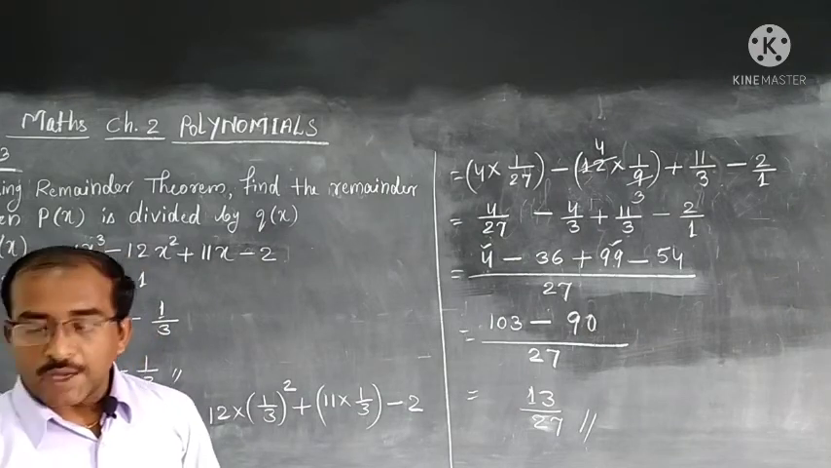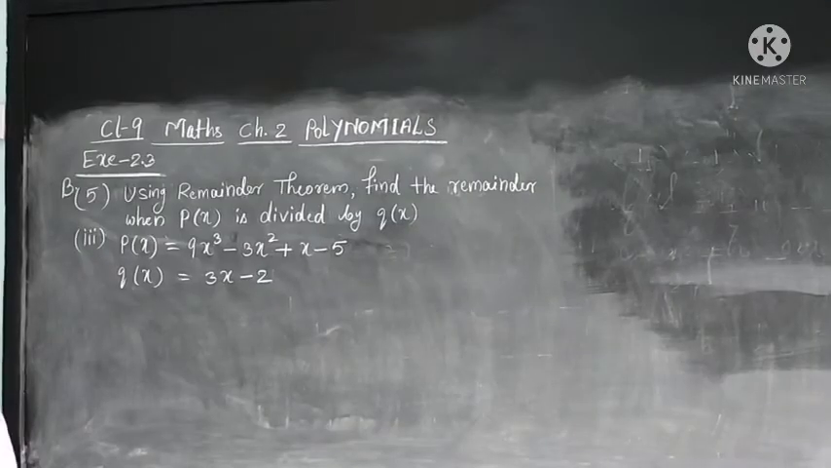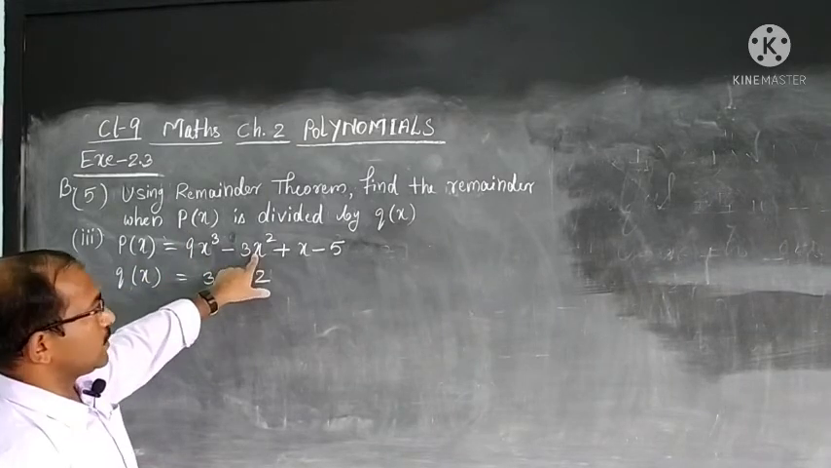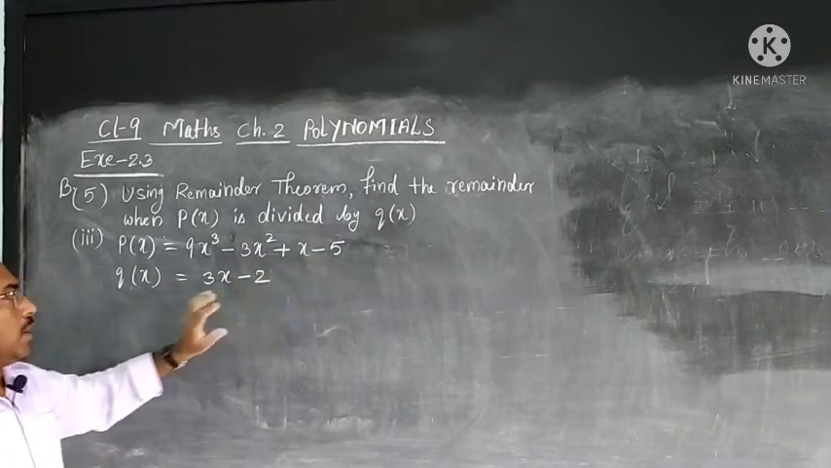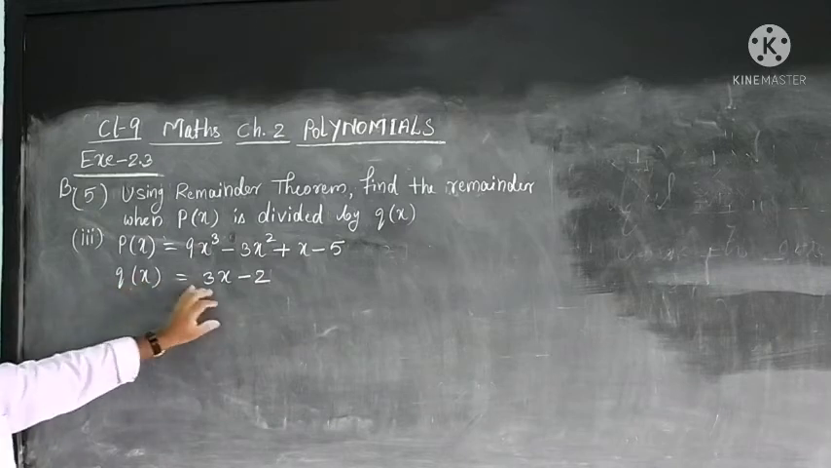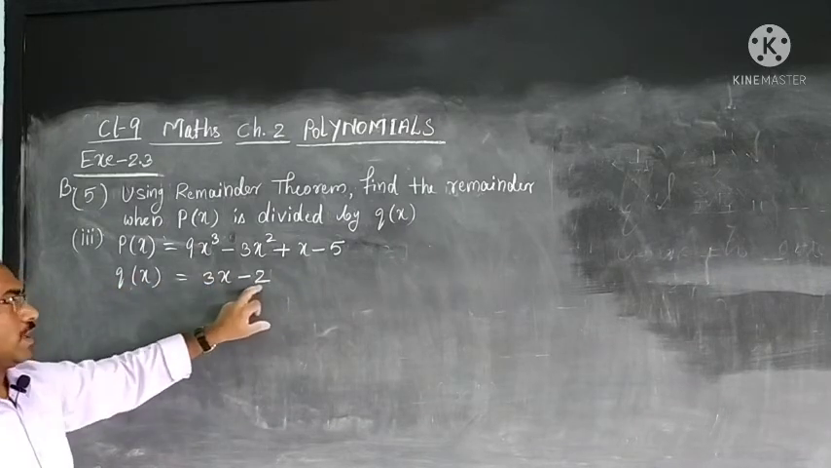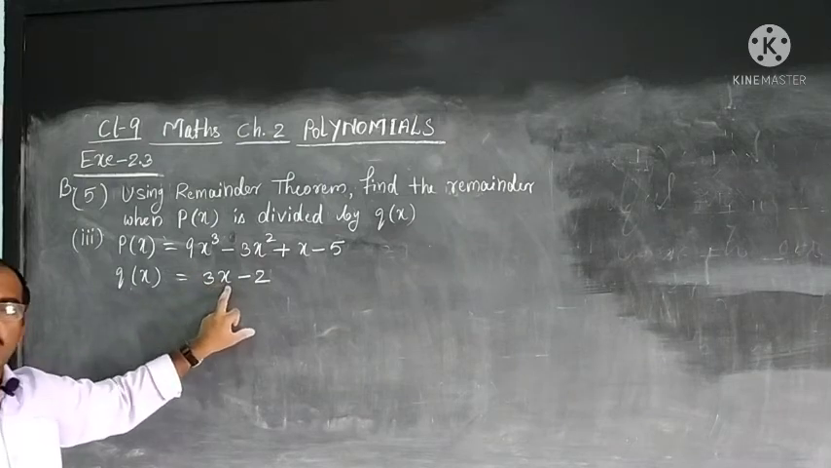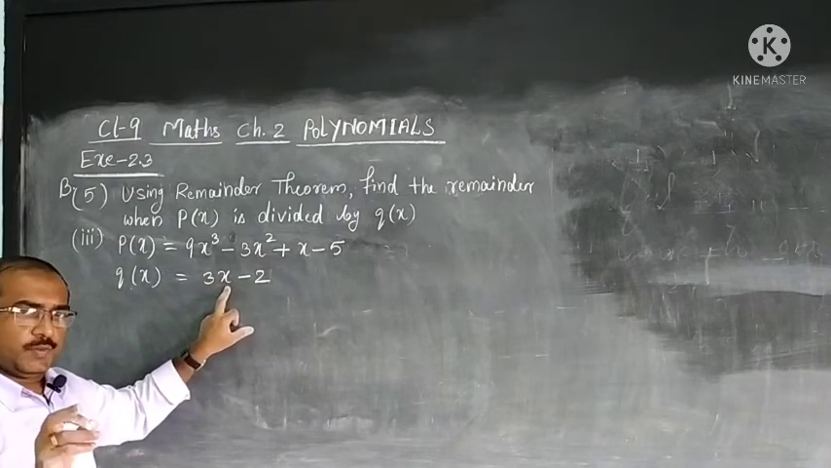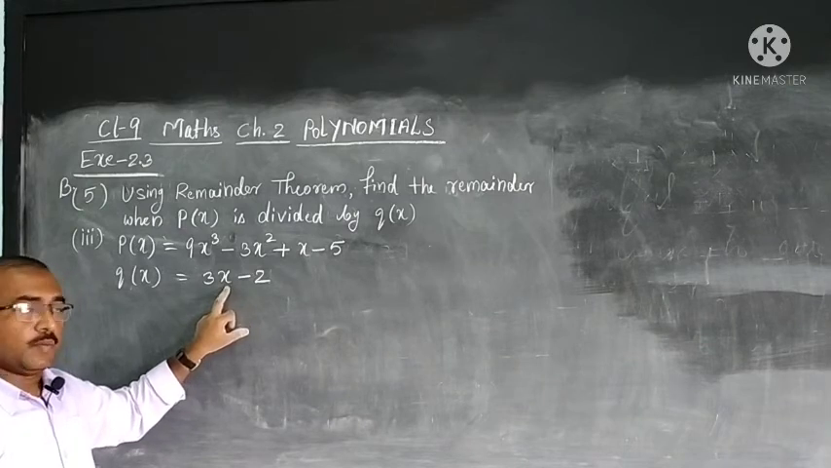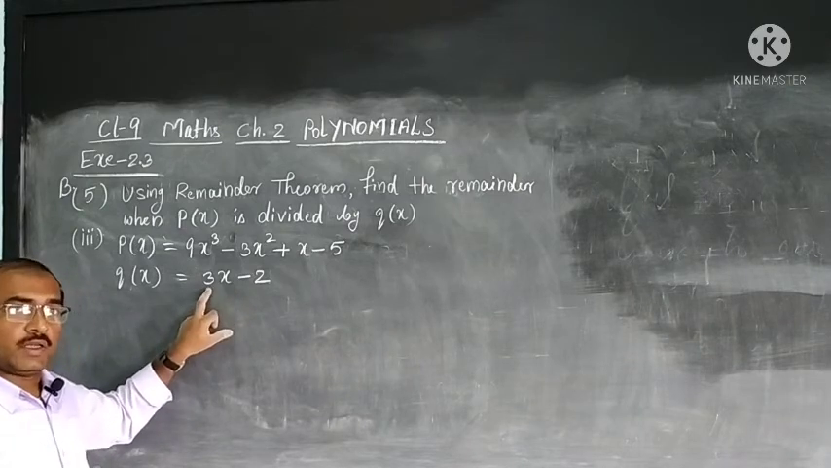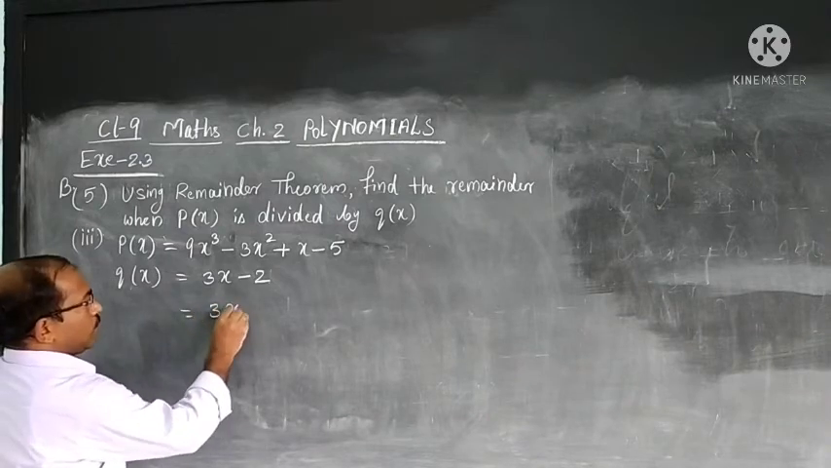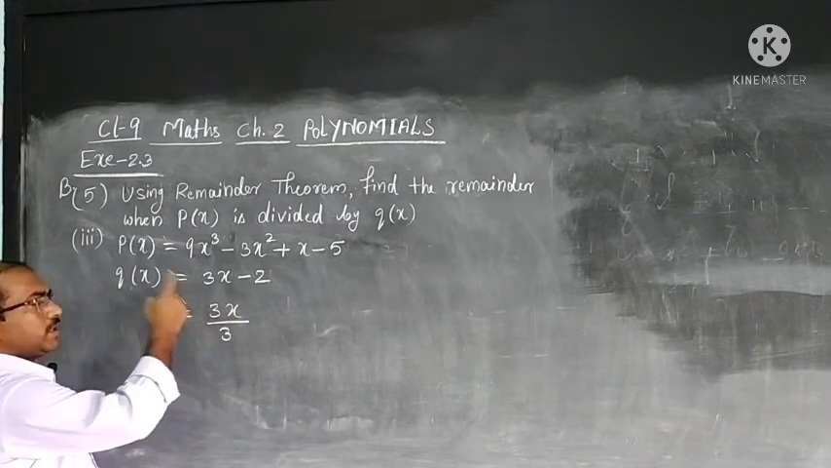Let us go to 5 3. So, 5 3 is p(x) = 9x cube minus 3x square plus x minus 5, and the divisor q(x) is 3x minus 2. So, when you looked at this divisor, what comes to mind? This variable x or y, whatever is there, it must be with coefficient 1, but it is with a coefficient other than 1. What is other than 1? 3. So, to make it coefficient 1, we will divide by the same term.